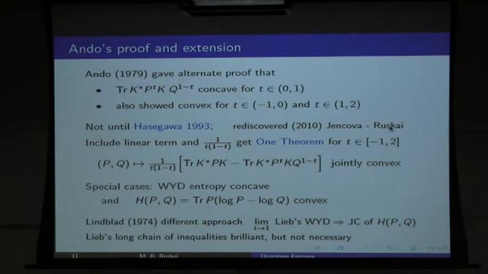You could take a limit, so Lieb's long chain of inequalities, which led to the original proof, were brilliant. But in fact, I think if Wigner and Yanase had not left that fudge factor out of their paper, then you might not have dropped the linear term, and we might have seen immediately that simply taking the limit gives you the joint convexity that you need to immediately get strong subadditivity.